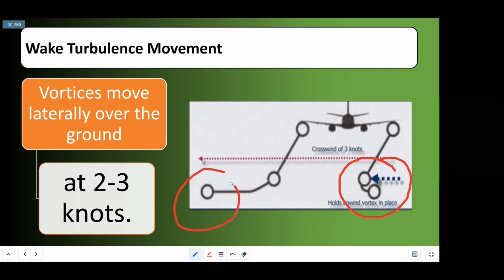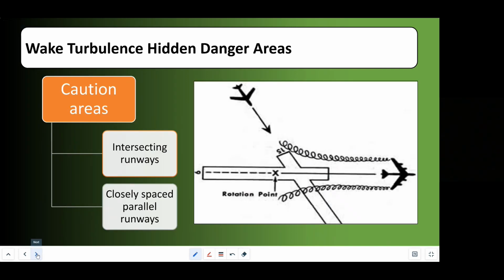Now, the other one, you might have to worry about that from a crossing runway or a parallel runway situation, as it could travel to another runway. So you got to keep that in mind. Okay. So there's an example of a crossing runway, and closely spaced parallels would have that issue as well.